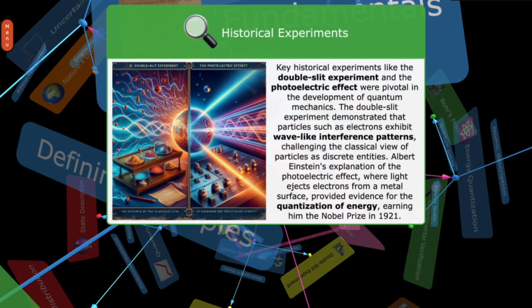Key historical experiments like the Double-Slit experiment and the photoelectric effect were pivotal in the development of quantum mechanics. The Double-Slit experiment demonstrated that particles such as electrons exhibit wave-like interference patterns, challenging the classical view of particles as discrete entities. Albert Einstein's explanation of the photoelectric effect, where light ejects electrons from a metal surface, provided evidence for the quantization of energy, earning him the Nobel Prize in 1921.